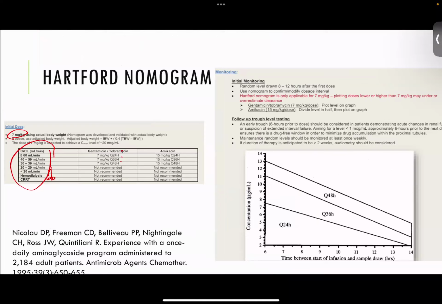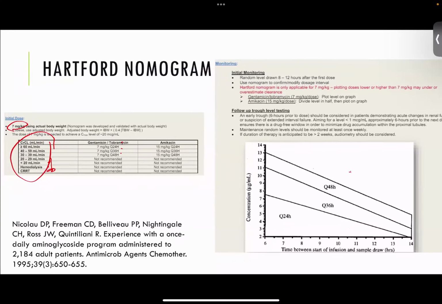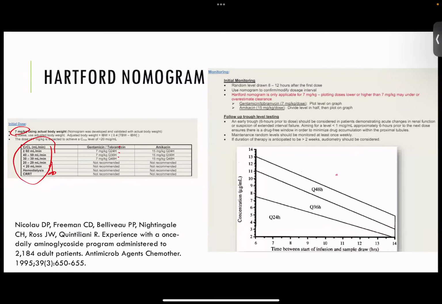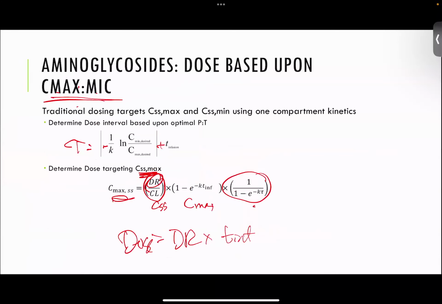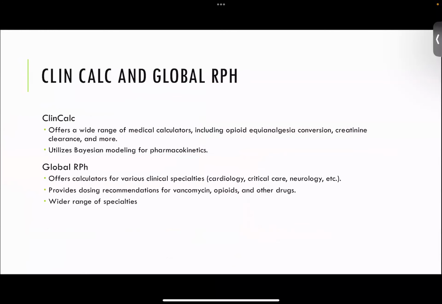So we like this nomogram. And here's how we actually adjust, once we know how the patient is handling the drug. We're going to do a case with this in a little bit, so that you can have some practice using this nomogram. I'll tell you, it's much better than what I had to do, which is a huge equation, all kinds of equations. Okay, so we've already mentioned ClinCalc and Global RPH.